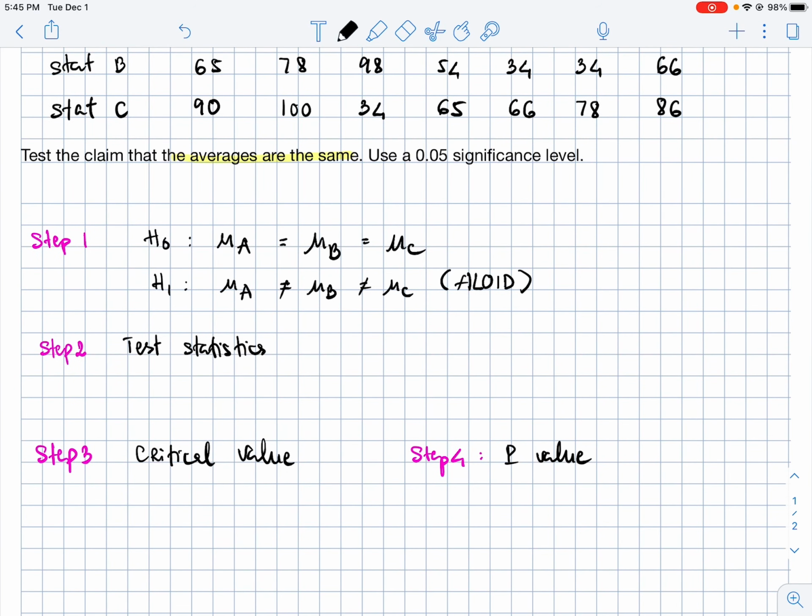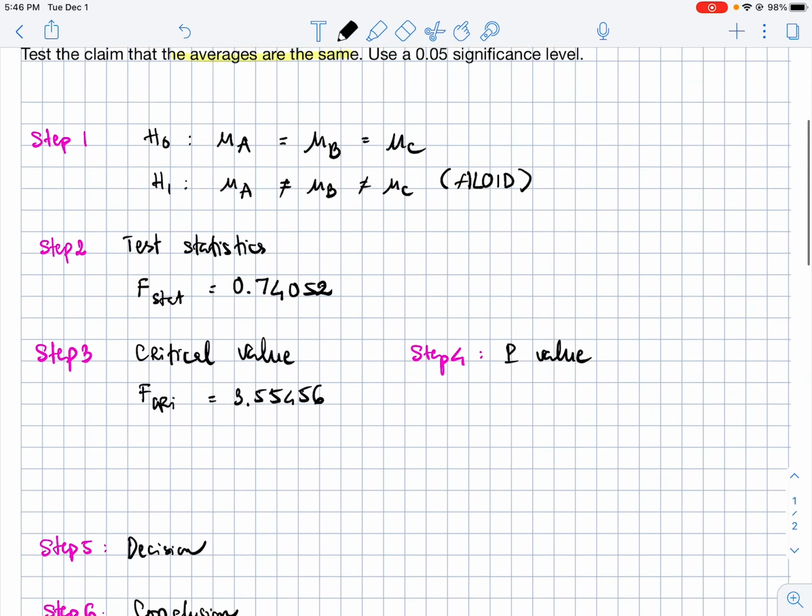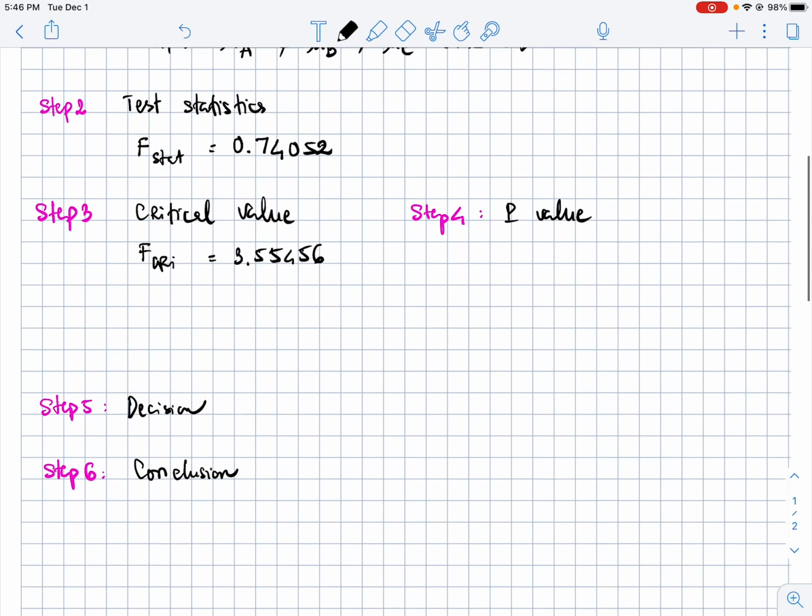Test statistic and the critical value. We will enter the data in Excel and then we will get this answer. The F statistic is 0.74052, and the F critical value is 3.55456. How do we get these two values? We're going to look at the Excel work later.